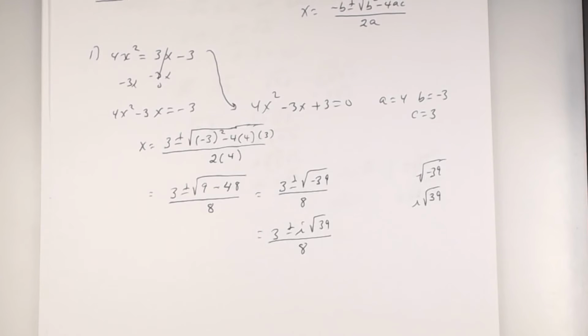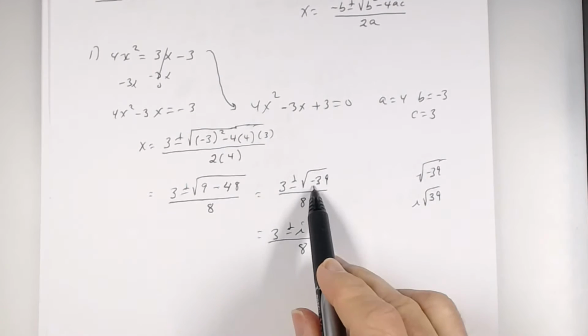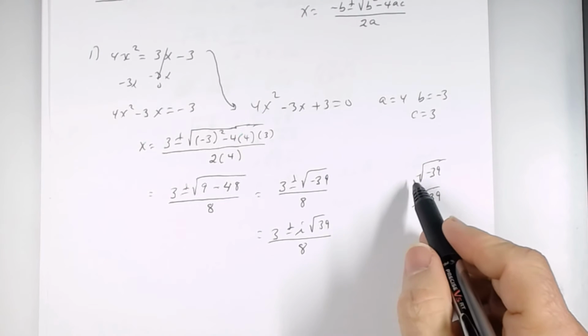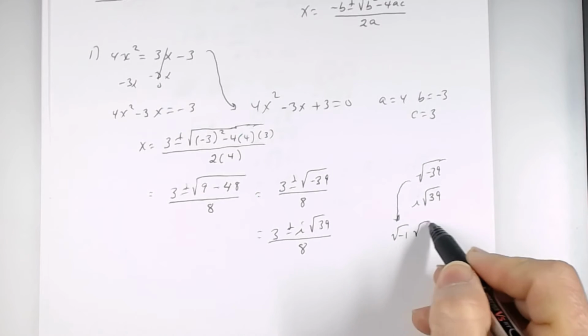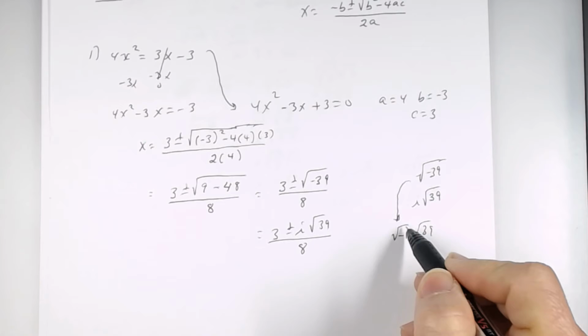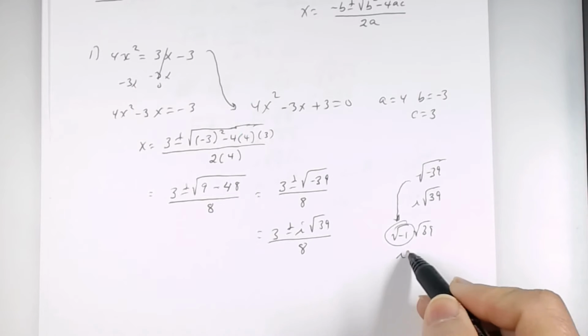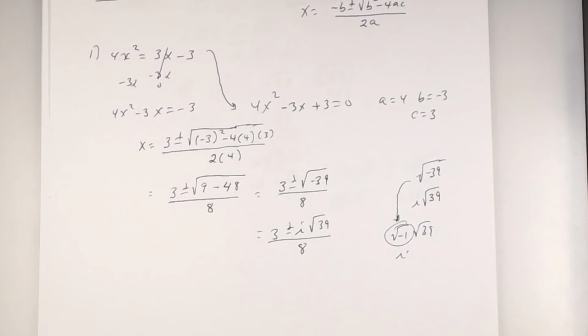So in MyMathLab, though, when you do MyMathLab, they're going to ask you to write this as 2 separate solutions. So, yes. Or is this supposed to be negative 39 or just 39? Well, remember, what you may want to do is write it out like this: the square root of a negative 1 times the square root of 39. And what's the square root of a negative 1? i. Yeah, so you may want to do that extra step.